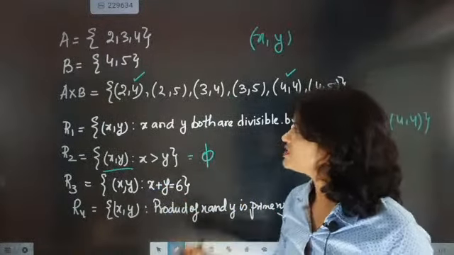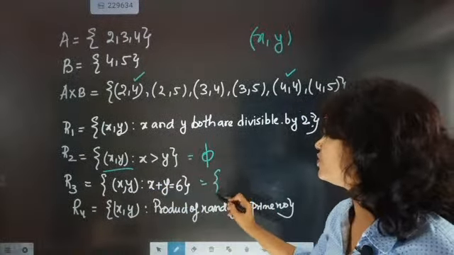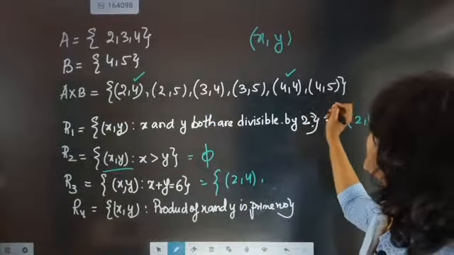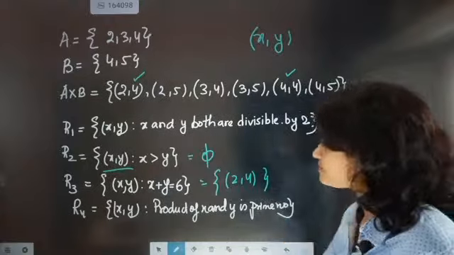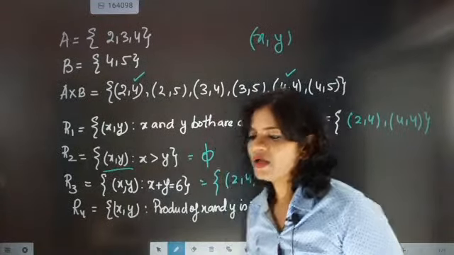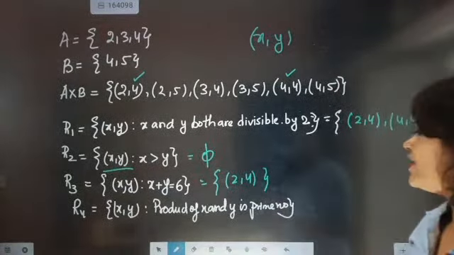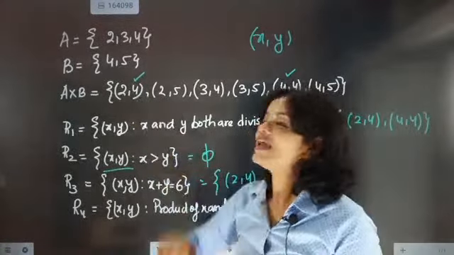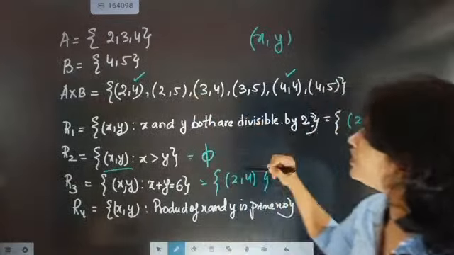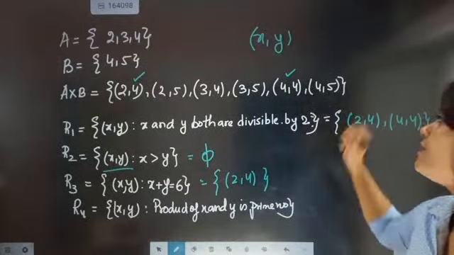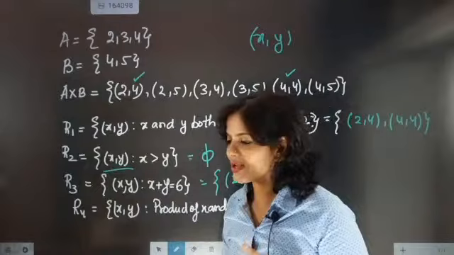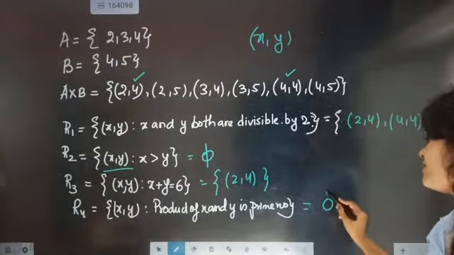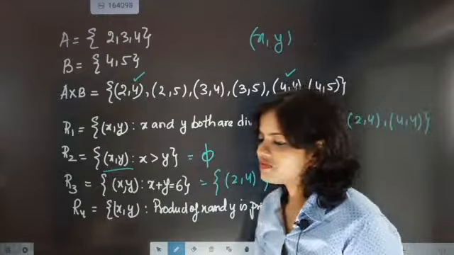Now here x plus y equal to 6. So which one are you going to talk about? 2 and 4, and then 7, 8, 8, 9. So only 2, 4. Next one: product of xy is a prime number. How can the product of two numbers be a prime number? Let's see: 8 is coming, 10 is coming, 12 is coming, 15 is coming, 16 is coming, 20 is coming. Is any one of them a prime number? No. The answer will be coming as 5.